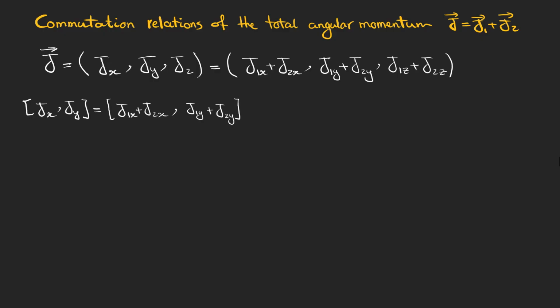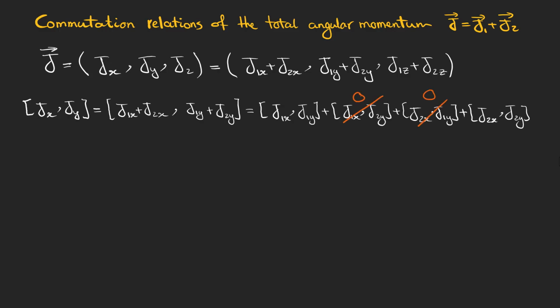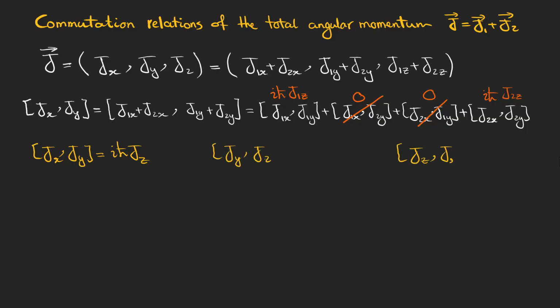Pay attention that these two components are associated with the total angular momentum, and what you see on the right expresses it in terms of the individual components of J1 and J2. We can expand it like this as you see. These two terms are zero because they belong to different angular momenta. The first term gives i h bar J1z and the last term gives i h bar J2z. So we have this commutation relation for Jx and Jy. Similarly, we can write the same relations for the other components.